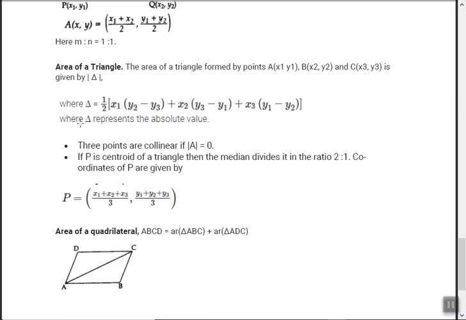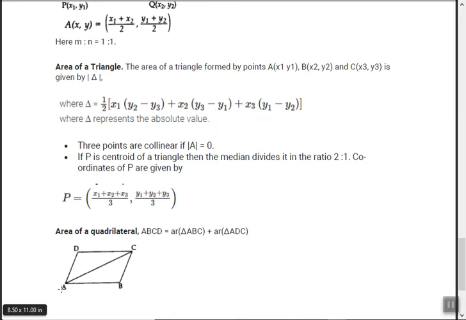So this triangle represents the absolute value. Even if you get a negative answer from this, there should be an absolute value. Absolute means what? Even if you get a negative answer, make it positive and move on, right?